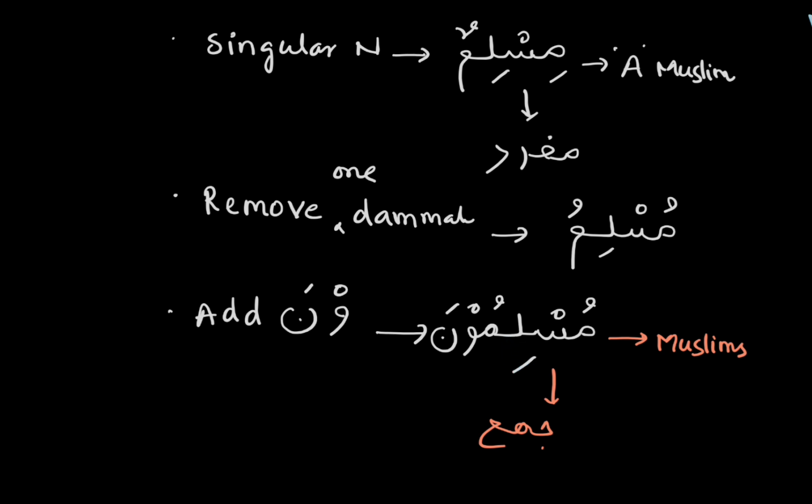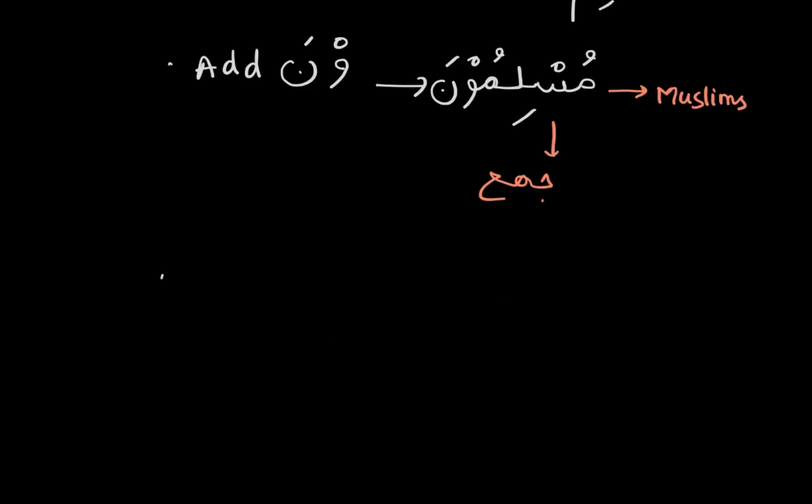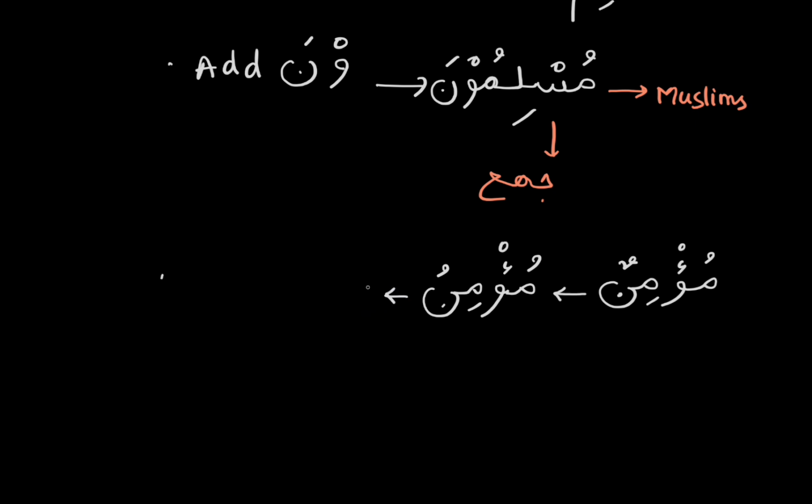Let us take another example. Now take the second example, that is mu'minun. You can see tanween at the end. So what we need to do is remove one dhamma. Then it forms mu'minu. Then add waw noon at the end. It forms mu'minuna. So in this way, a singular noun can be converted into a plural noun.